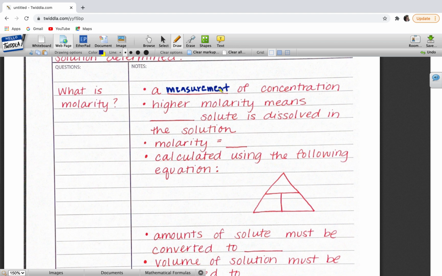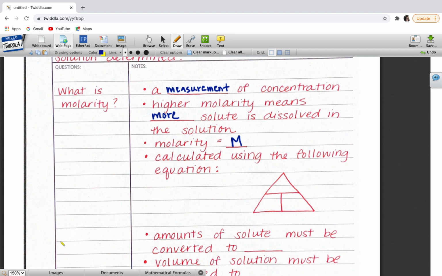We could talk about the word concentration for a moment. That basically means it's a measurement of how much stuff is dissolved in your solution. When it's more concentrated, you have more stuff dissolved. When it's less concentrated, you have less stuff dissolved in there and more of the solvent. So a higher molarity is going to mean that more solute is dissolved in the solution and it is more concentrated. Molarity is represented with a capital letter M.